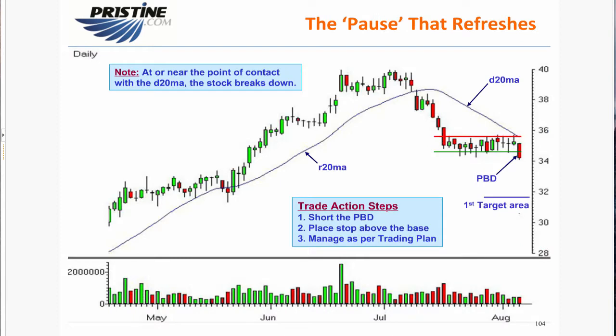Here we have a pause that refreshes, but now to the downside. And what I will say is it can be more challenging to identify or determine a pause versus a stage 1 as opposed to a pause versus a stage 3, because a stage 3 does tend to be more volatile than a stage 1. So there are certain clues that we look for to help us.